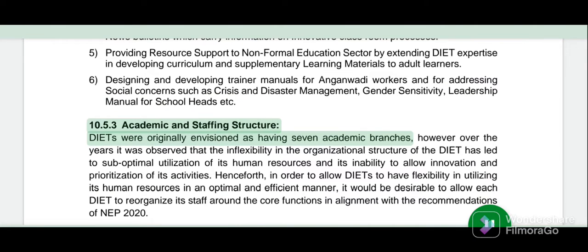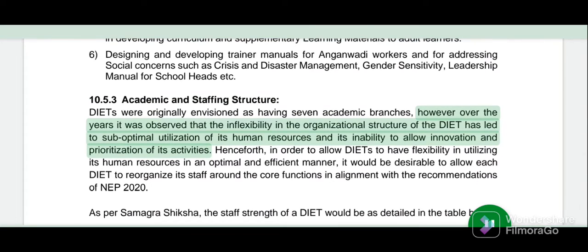10.5.3 Academic and staffing structure. DIETs were originally envisioned as having 7 academic branches. However, over the years it was observed that the inflexibility in the organizational structure of the DIET has led to suboptimal utilization of its human resources and its inability to allow innovation and prioritization of its activities.